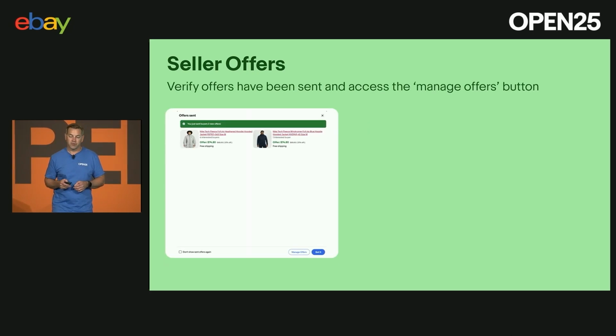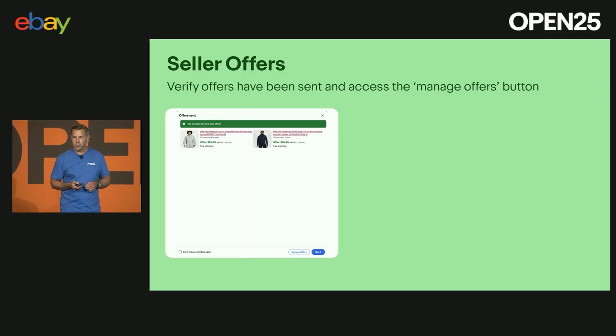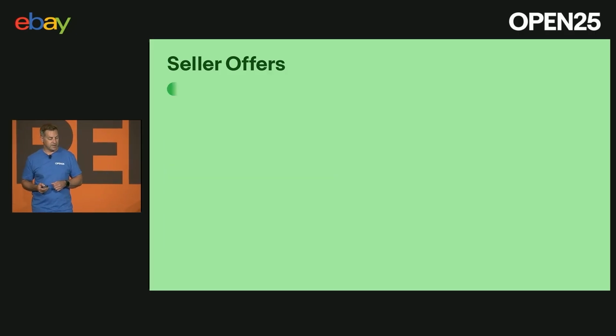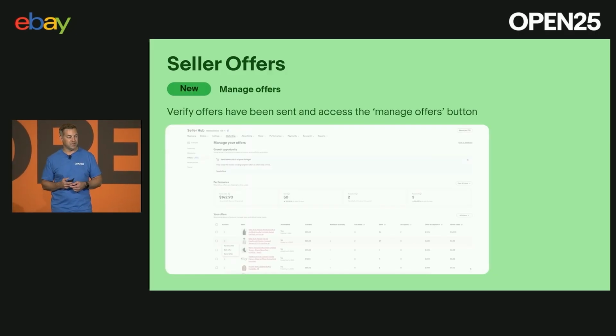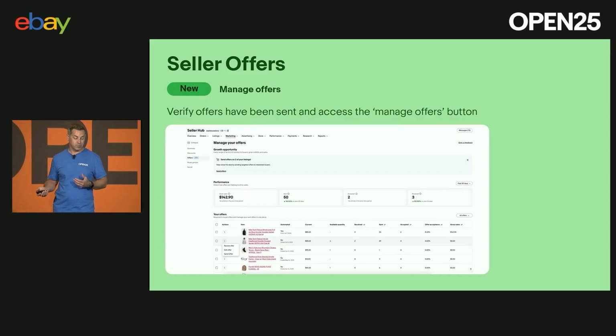Once you click that Send Offers button, you'll have a confirmation that tells you how many offers you've sent, as well as how many offers you've automated. And there's a new button at the bottom of this confirmation that says Manage Offers. When you click on that, you'll land on a new experience that we've just released over the last couple months. Really excited about this one. This is your offer management dashboard.